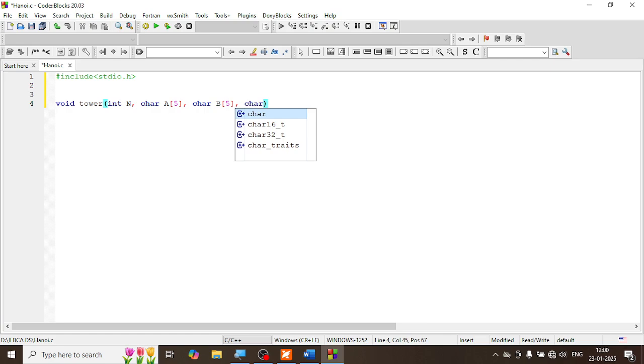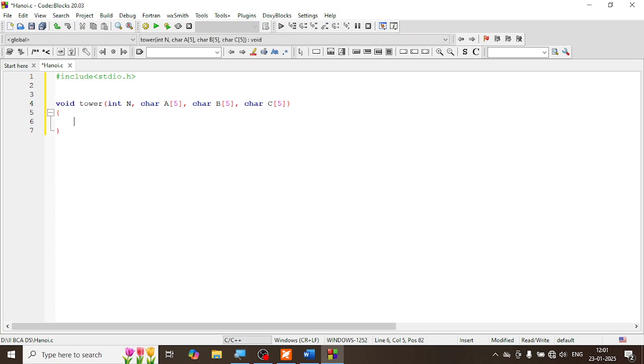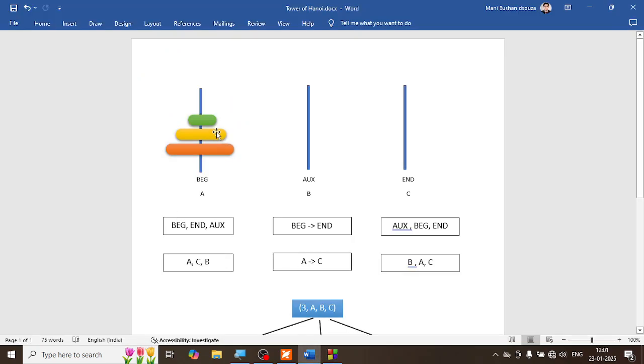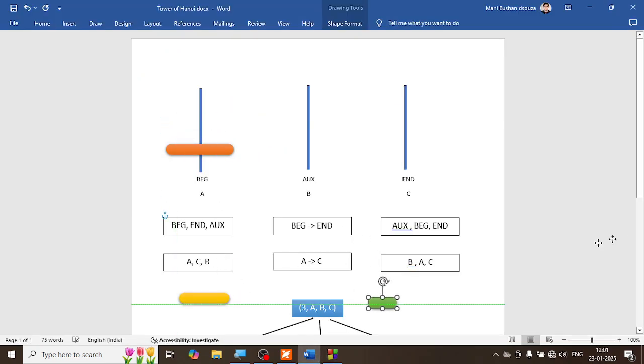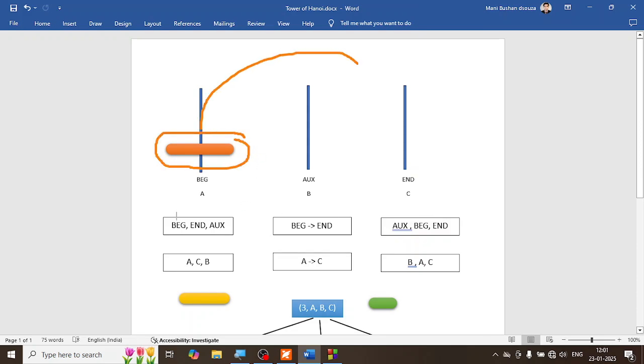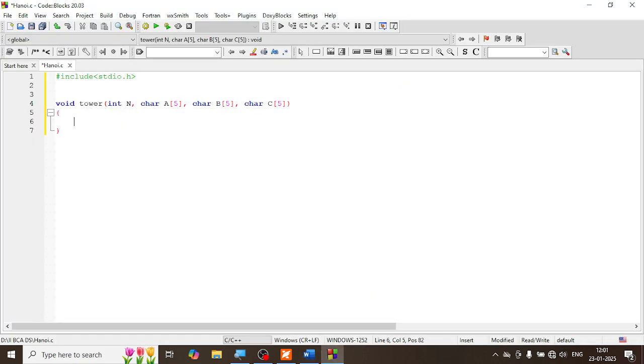So I have three poles, and I call their names A, B, C. You can call them with any name that you would like. Okay, so these are A, B, C. Let's go with the first criteria. What is the first criteria? If there is only one disk, then just move the disk from A to C, from the source, the beginning, to the end. This is the luckiest case. If n, the number of disks, is equal to 1, you are the luckiest person.